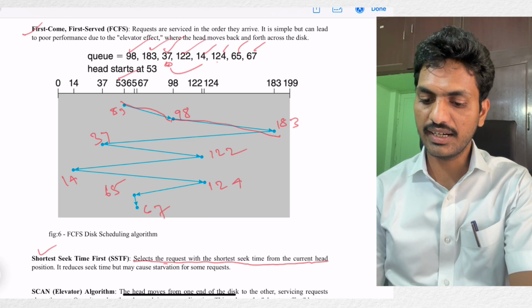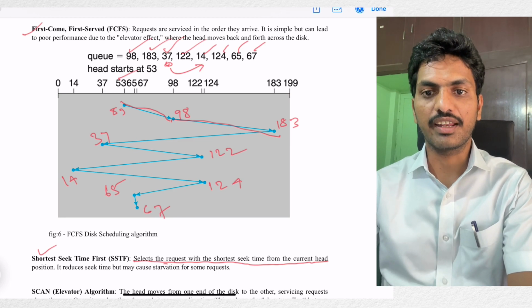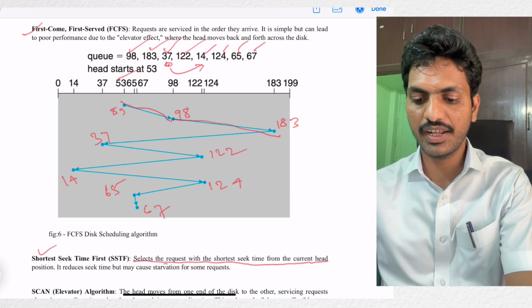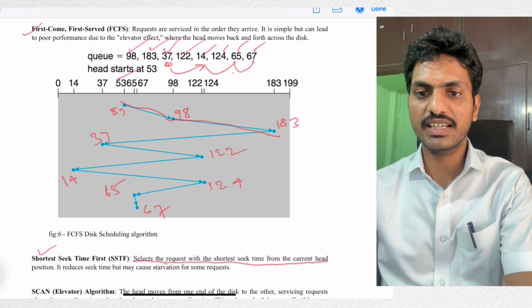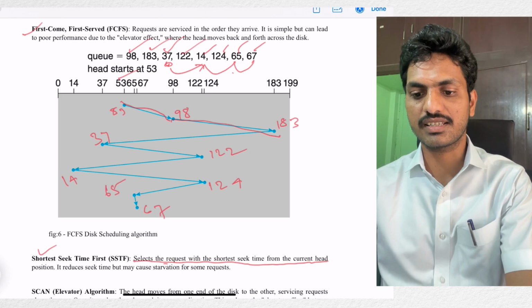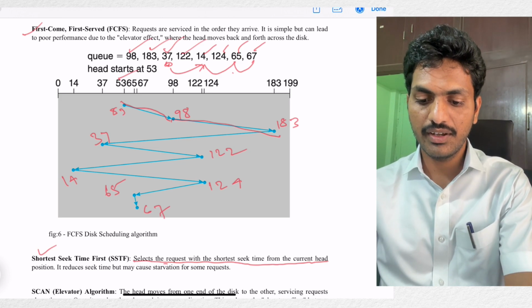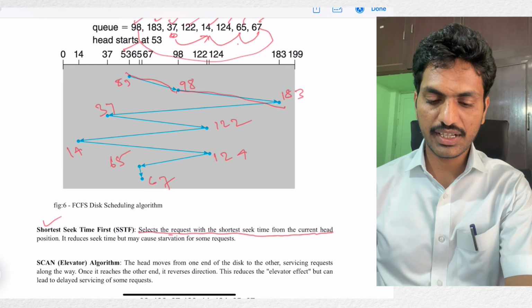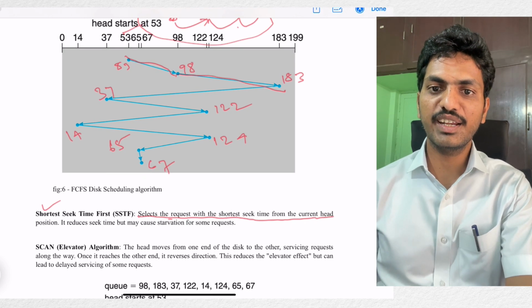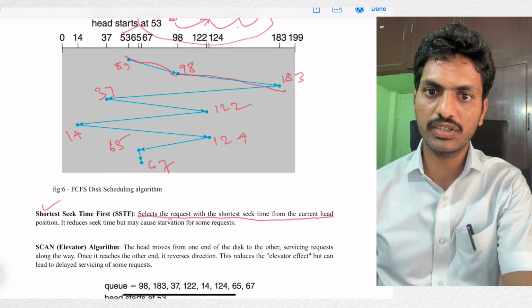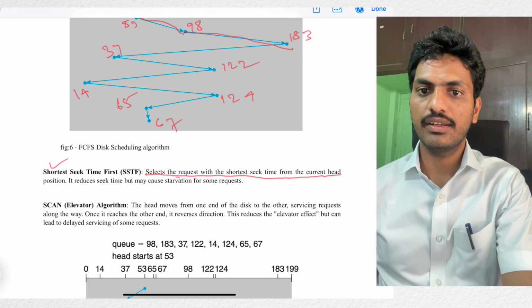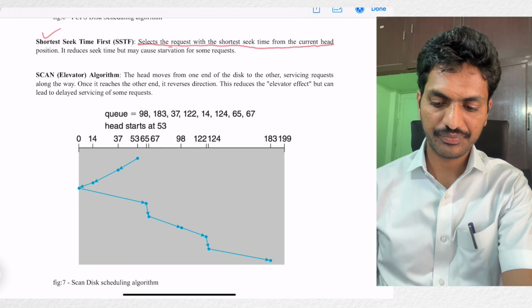Suppose on the right side it is 14. 14 is the nearest one. We go to the 14. After 14, we go to the 65. After 65, we go to the 67. Like that. After 67, we go to the 98. That is the order, shortest seek time. Whatever the immediate nearest one, we go to that one. The idea is to save the time.